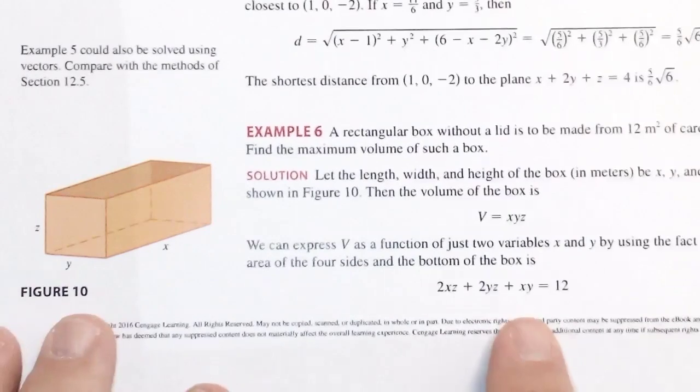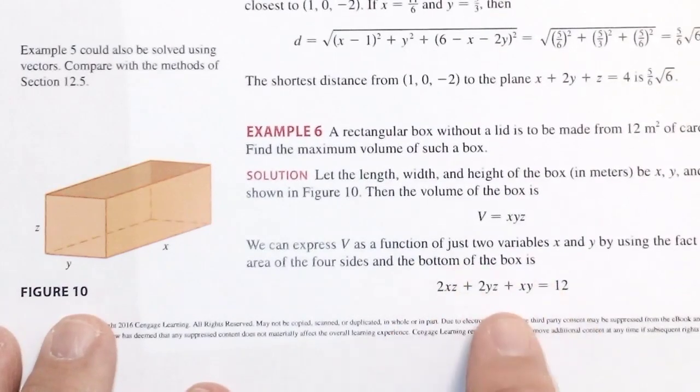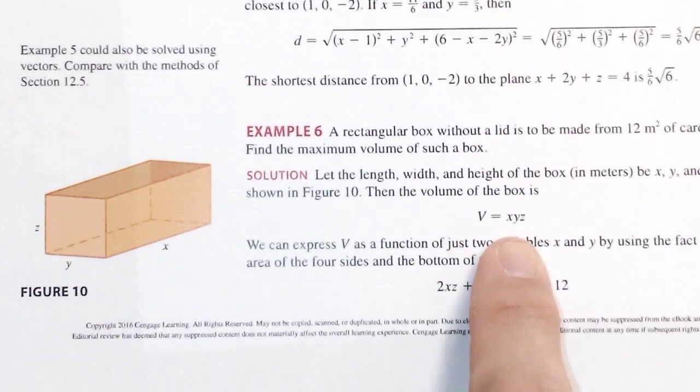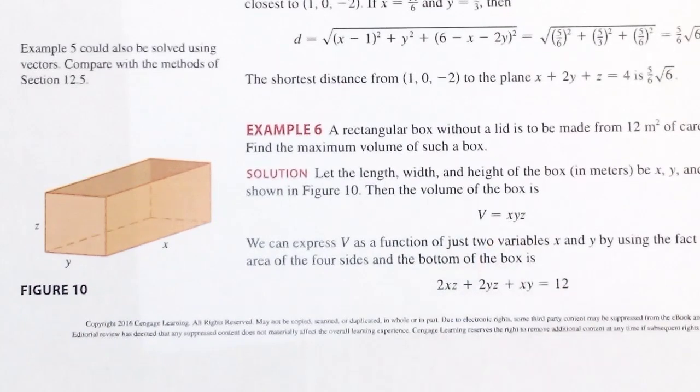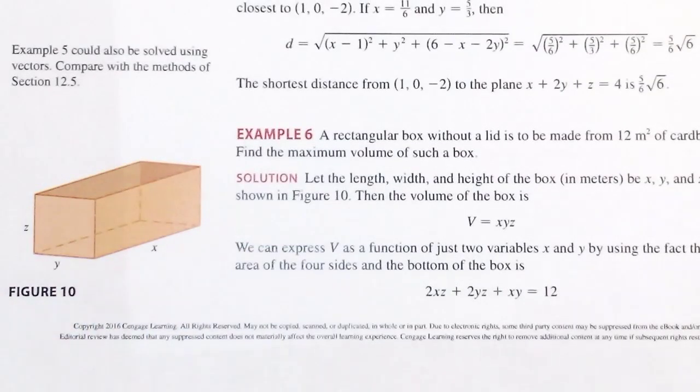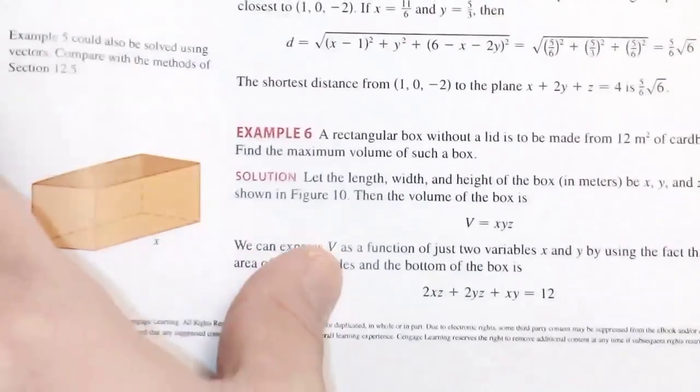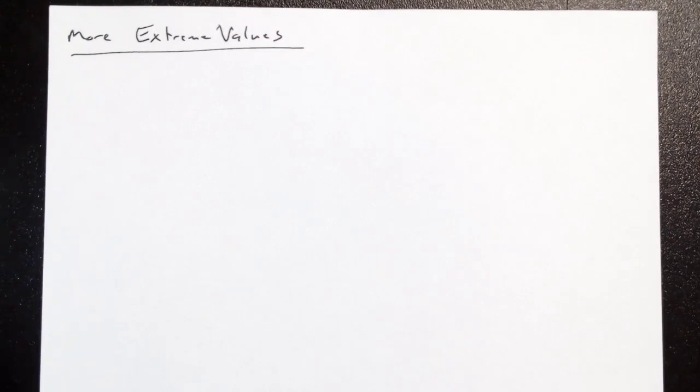So I can use this, solve for one of the variables in terms of the other 2, turn that into a function of 2 variables. And then I have the volume now. I want to find the maximums. So a lot of these are problems we've done and can continue to do. But one thing I haven't done so far is talk about absolute maximum and minimum.